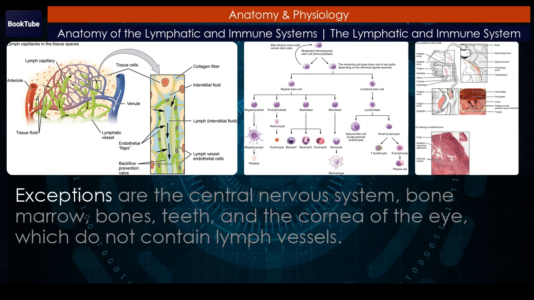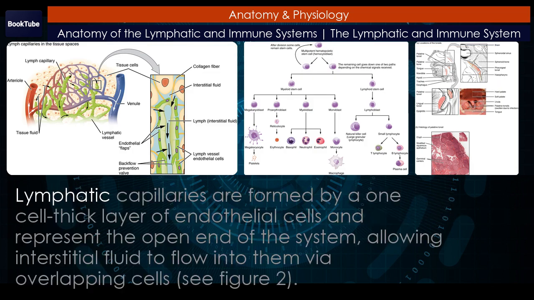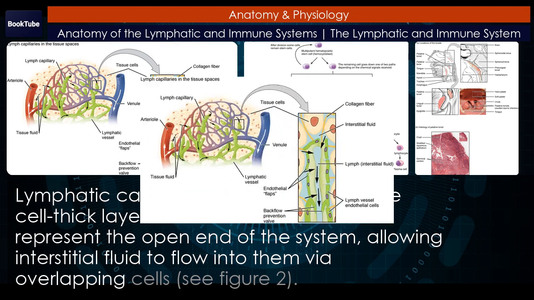Figure 2. Exceptions are the central nervous system, bone marrow, bones, teeth, and the cornea of the eye, which do not contain lymph vessels. Lymphatic capillaries are formed by a one-cell thick layer of endothelial cells and represent the open end of the system, allowing interstitial fluid to flow into them via overlapping cells.